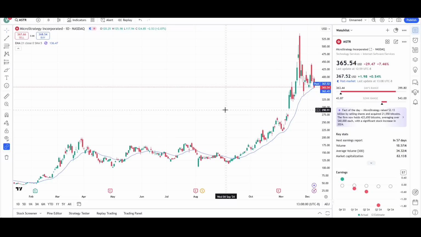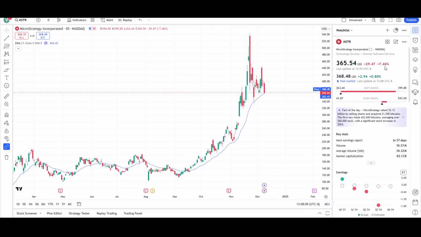So back with another week of market action, and we got to cover MicroStrategy every day this week. So let's take a look at what happened today. Looks like the market closed at about a 7.5% drop from last week's close on Friday.